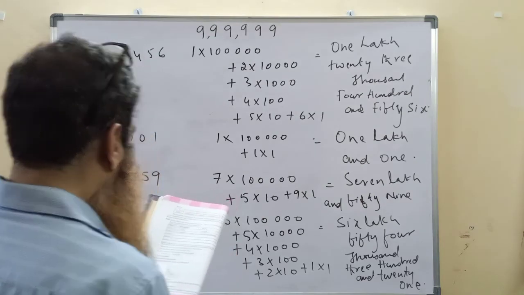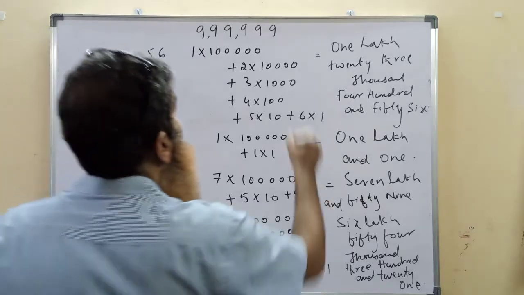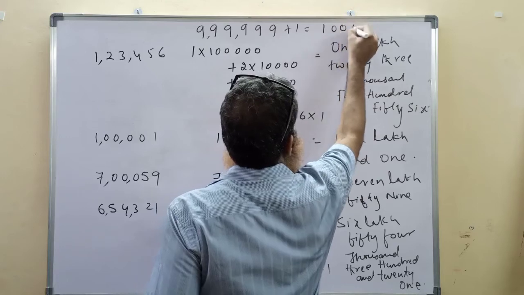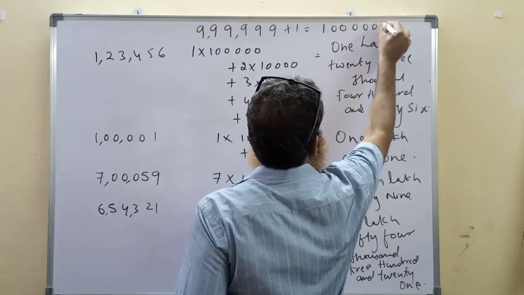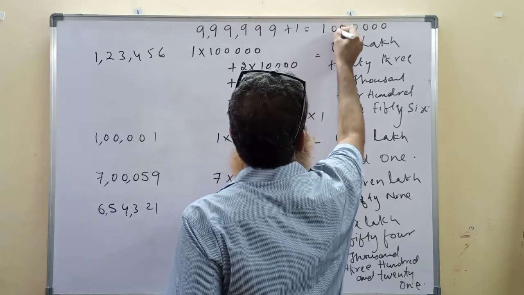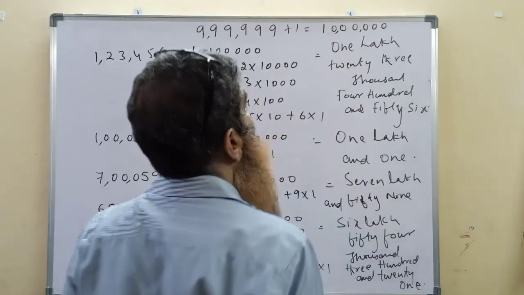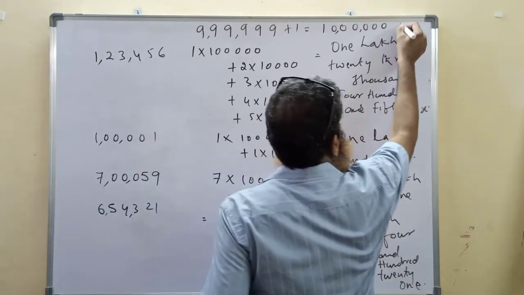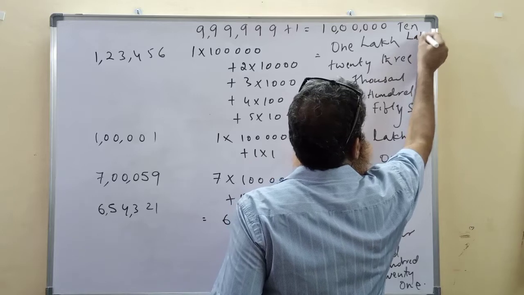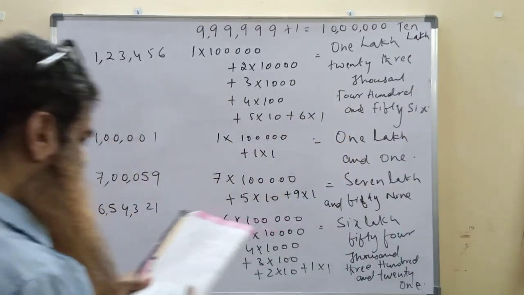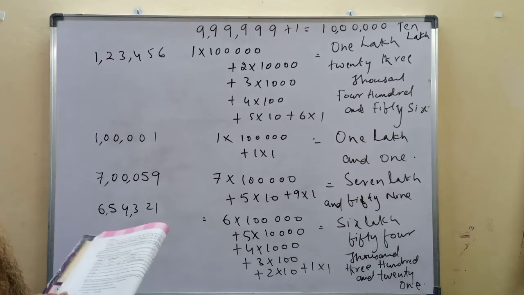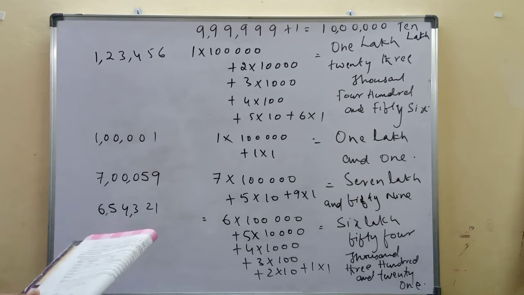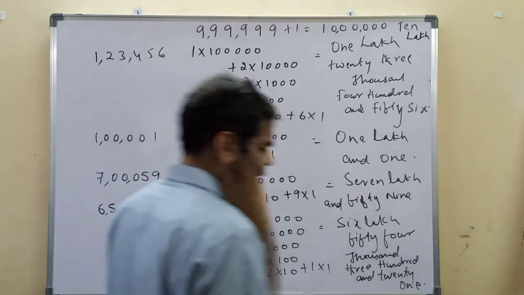that is 9,99,999. If we add 1 to this number, this becomes the smallest seven digit number. It becomes 10 lakh. It is called 10 lakh. It is the smallest seven digit number. So now observe the following pattern and complete it.